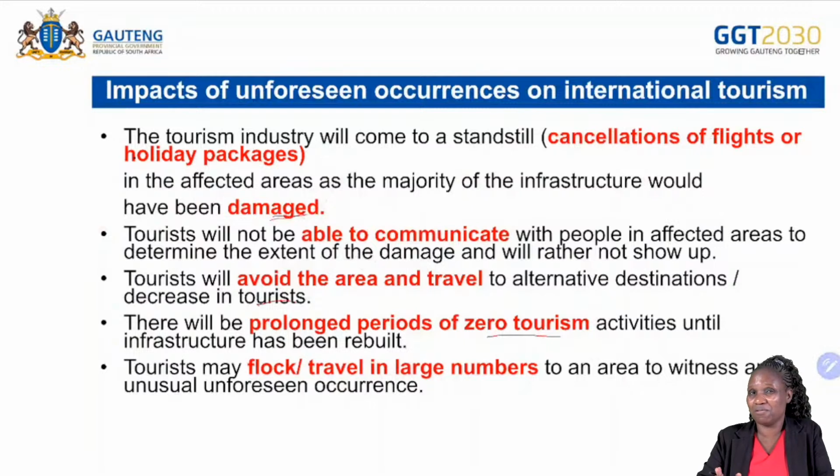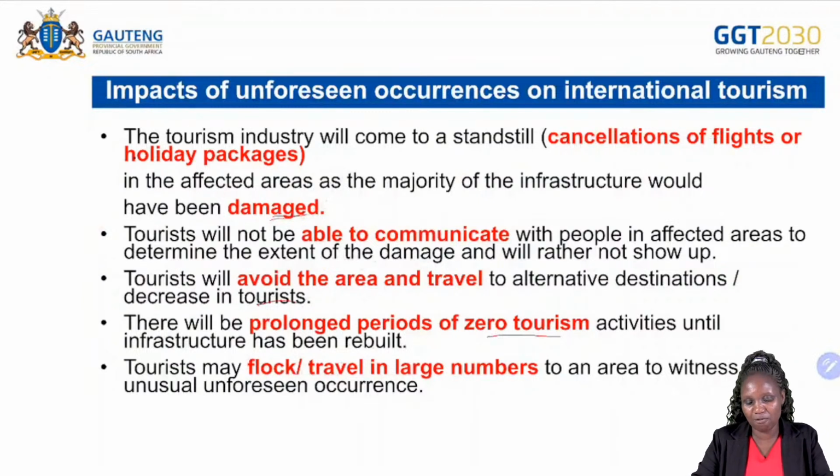Therefore, the tourists will avoid going to such areas, and the tourism industry will suffer. There will be prolonged periods of zero tourism. People say zero tourism. There won't be tourists at all visiting an area that has been affected. For example, let's look at Iceland. There are volcanic eruptions. Do you think you can visit such an area? No. You won't visit such an area because you'll be scared for your life.